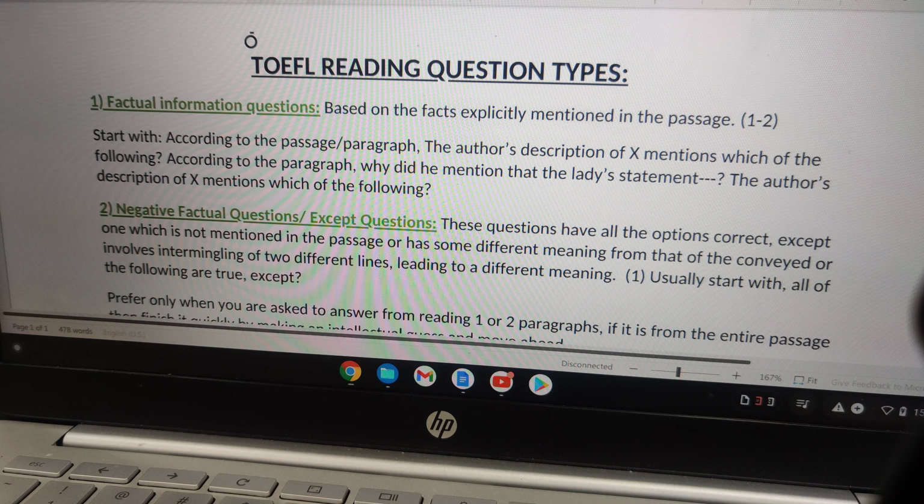So today we'll be going into the details of TOEFL reading question types, wherein you'll get the details of what type of questions are asked in the reading section. Okay, coming to the very first question type, that is factual information questions.